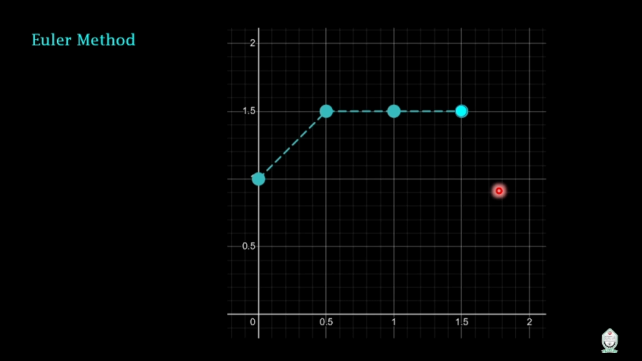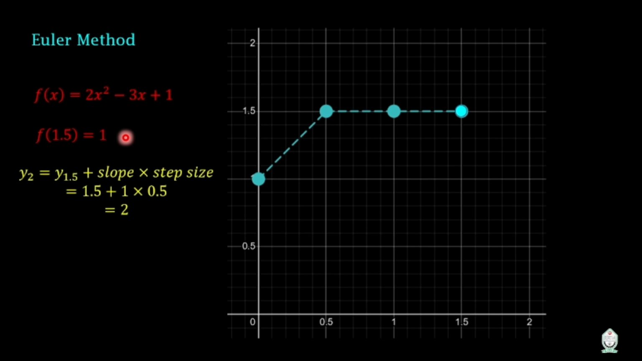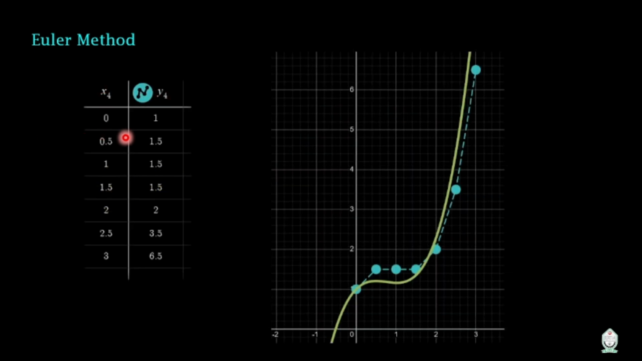In a similar fashion, now we are looking to find the value of y at 2. So we need the value of the slope at 1.5, which here is not 0, here it is 1. And now if we plug values into the formula, we get the value of y at x equals 2 is 2. So in this way, if we keep running our iterations and keep finding values at certain intervals, this is what we get to see.